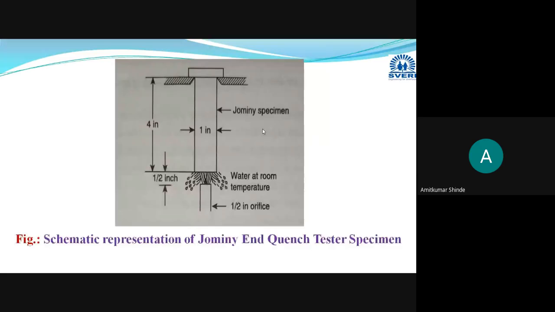So in this way, this heat treatment of steel chapter is completed now. If you have any query, you can ask me and I will explain it. Or if you have understood all parts, please mention that in the chat box. Please give me a reply. If any query is there, you can put it in the chat box, or if all points are clear, you can also mention that in the chat box.